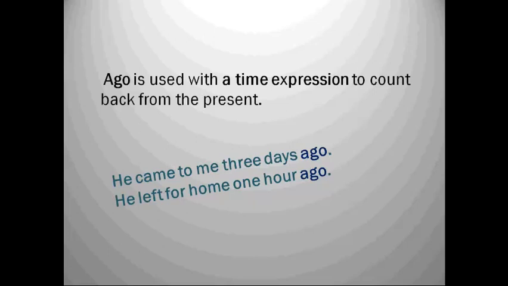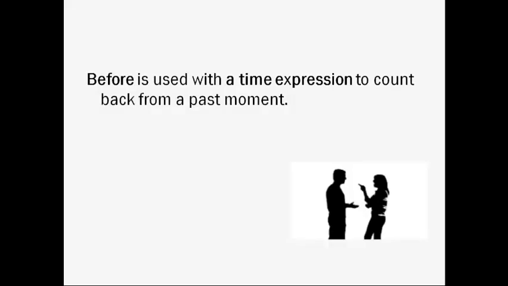Here I am counting 3 days or 1 hour from the present moment. That means I am counting 3 days or 1 hour from the moment when I am saying this sentence. But before is used with a time expression to count back from a past moment.